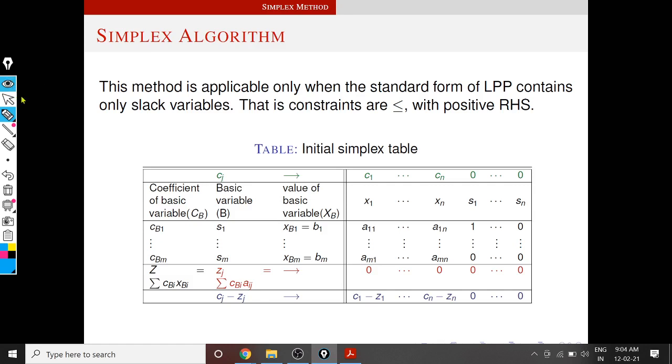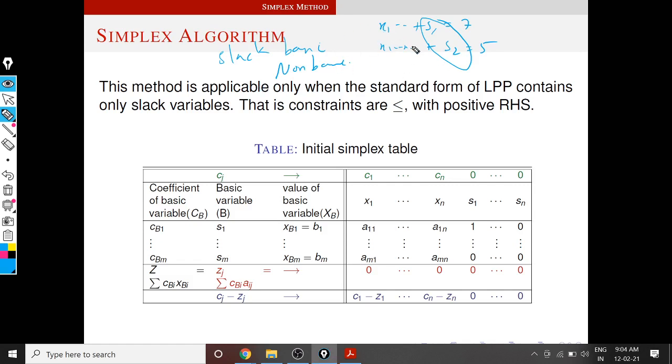To get the initial simplex table, suppose we have constraints like this: some x1 plus s1 equal to 7, some x1 etc. plus s2 equal to 5, like that. Initially we take the slack variables as basic. All the slack variables are basic, so automatically our other variables are non-basic. Other variables means our decision variables. Our decision variables are non-basic.